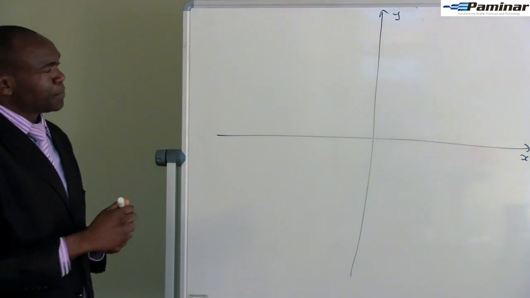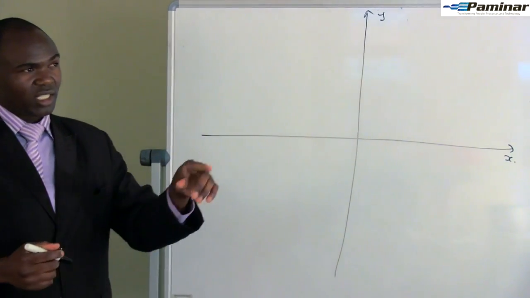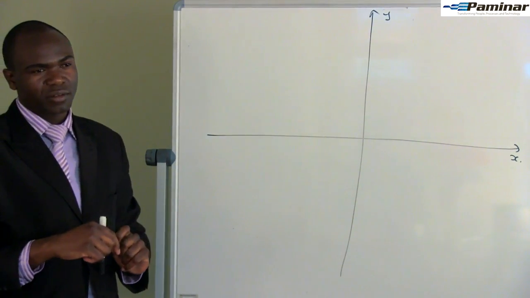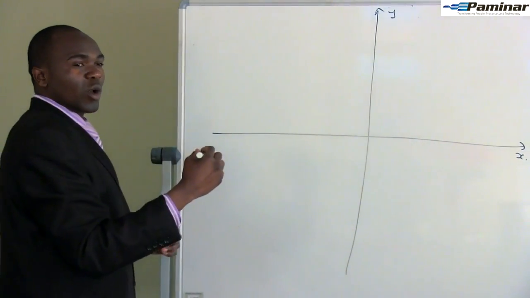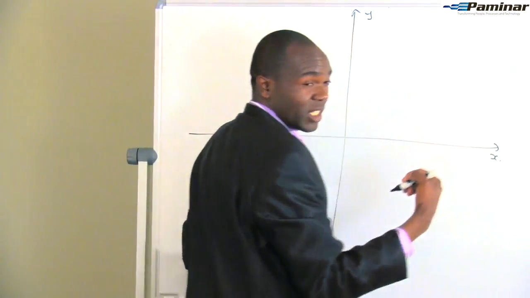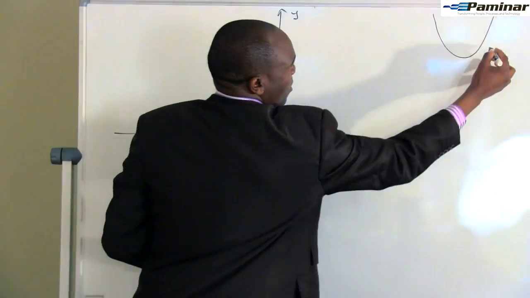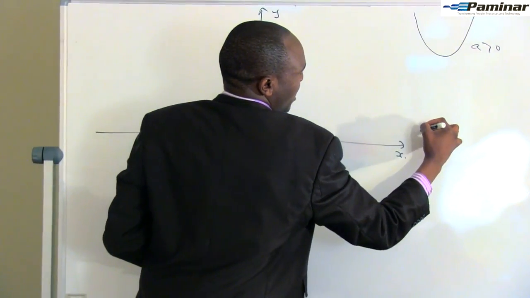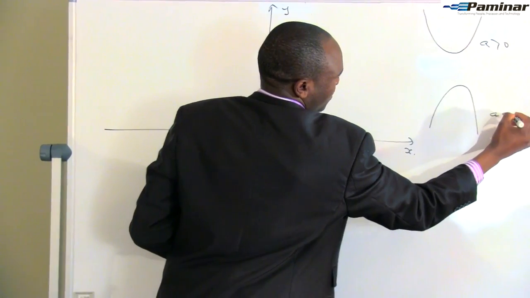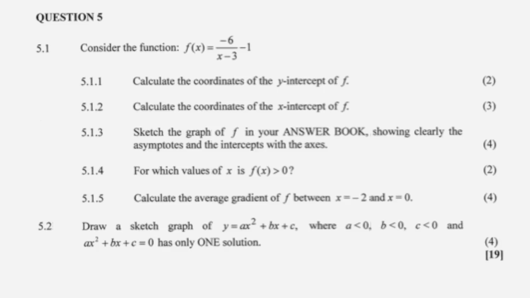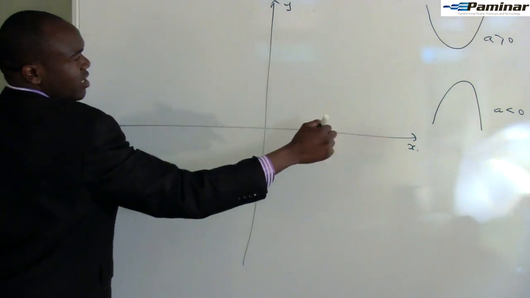But now, from what you have learned about the quadratic, when a is less than 0, what is it going to be? Let me just take you through. When a is greater than 0, it's going to be like this. When a is less than 0, it's going to be like this. Always remember that. So now we are told that a is less than 0, so our graph is going to be like this.